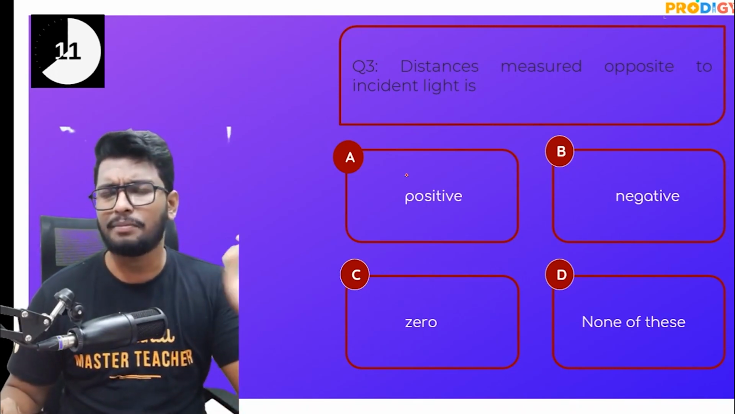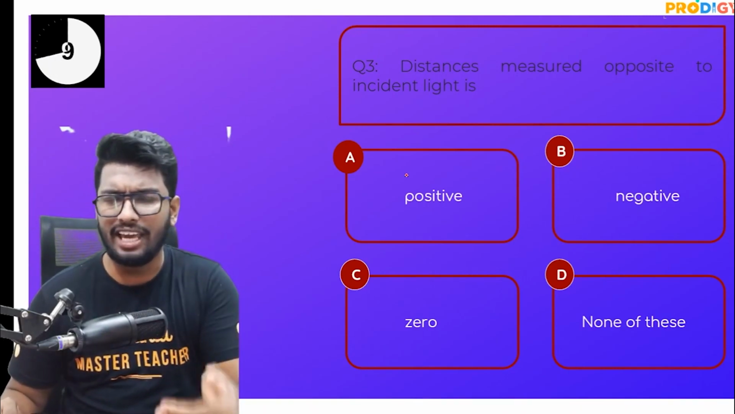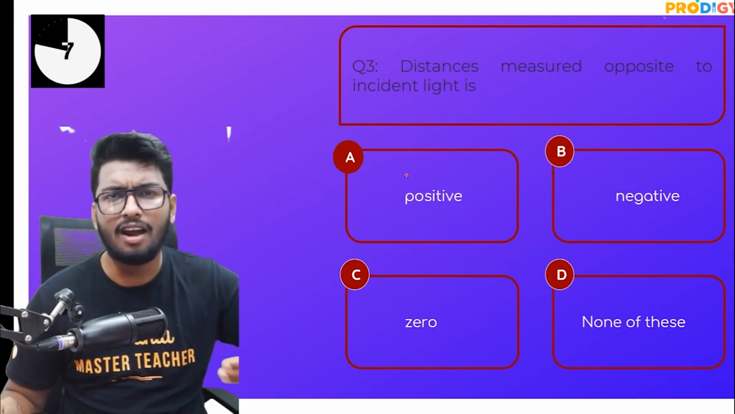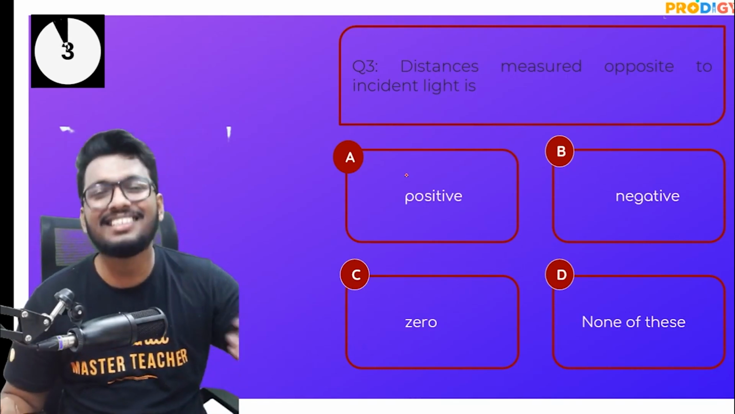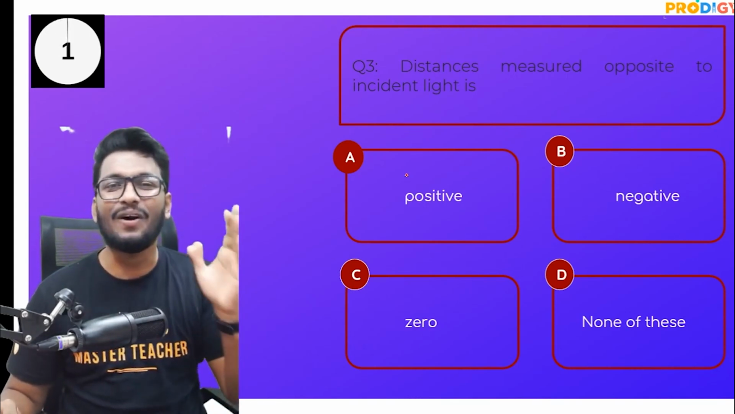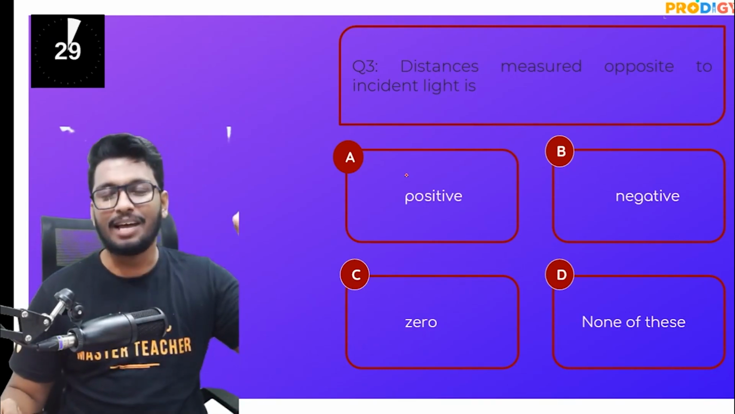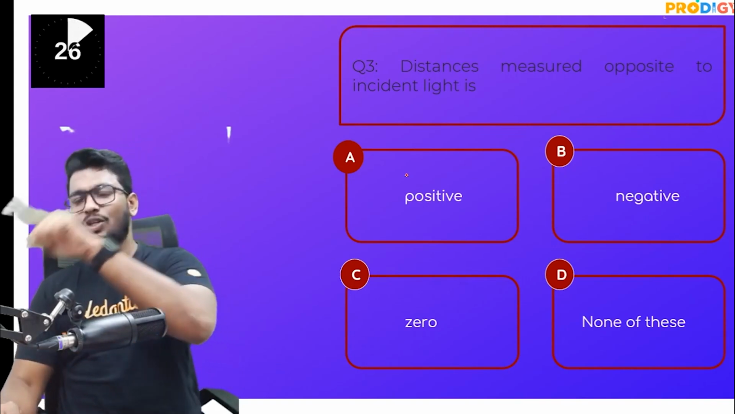Always the object is kept on the left hand side. No matter which ray diagram you take, be it concave mirror, convex mirror, concave lens, or convex lens, in whatever mirror or lens you take, we always keep the object on the left hand side. So that means that the incident ray is coming from left towards right.